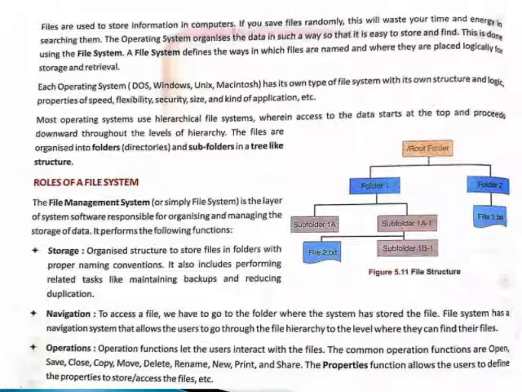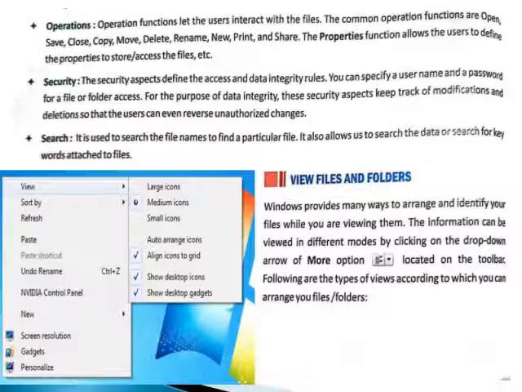Security. The security aspect defines the access and the data integrity rule. You can specify a user name and a password for a file or a folder access. For the purpose of data integrity, these security aspects keep the track of modification and deletion so that the user can even reverse unauthorized changes.